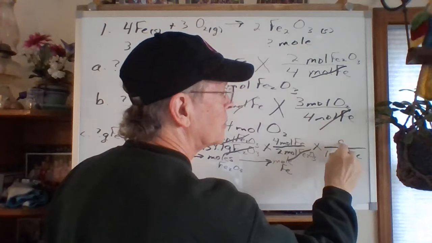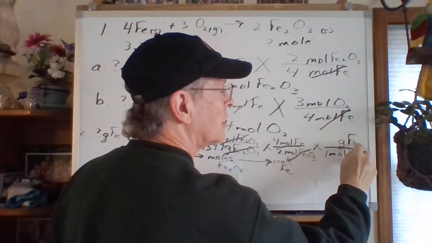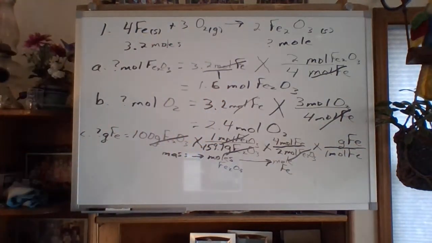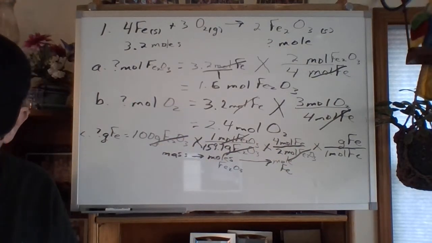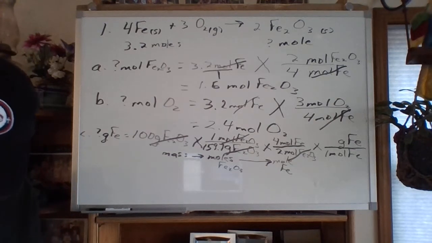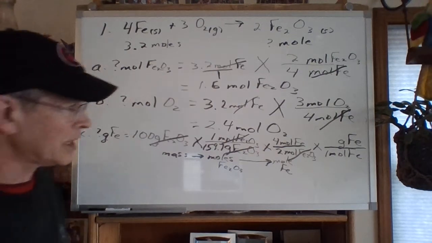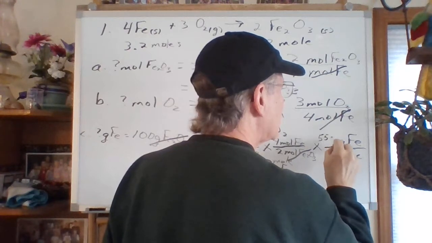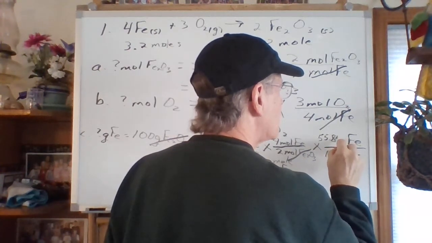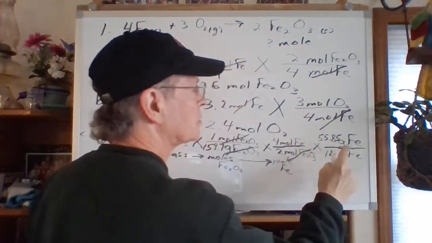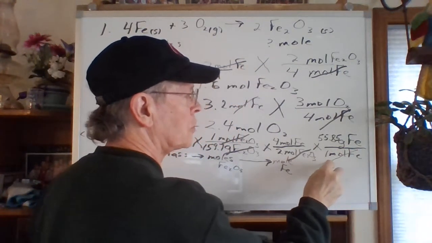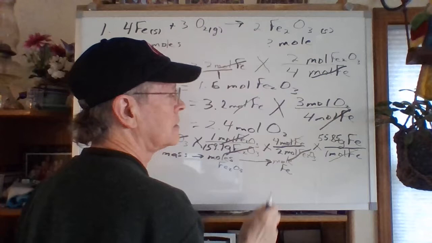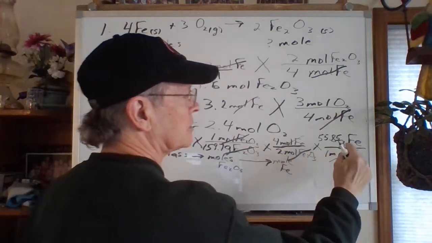Once again, we look at the periodic chart. The periodic chart tells us how much mass in AMUs each atom is. It also tells us how much mass each mole of iron is in grams: 55.85. So 55.85 grams of iron is a mole. Mole of iron cancels with mole of iron. The only unit label we have left is grams of iron.